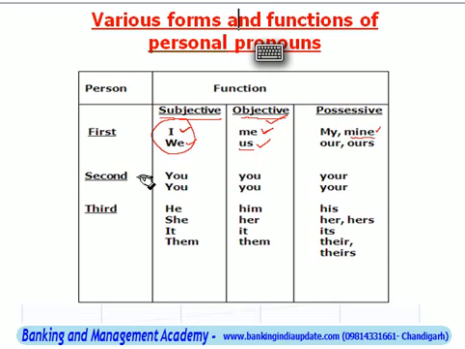Similarly, possessive case of we is our and ours. Second person, you. Subjective and the objective remain the same, whereas in the possessive case it becomes your. Third person pronoun he, she, it and they are in the subjective or nominative case, while him, her, it and them denotes objective case. To make the possessive case of the third person pronouns, his, her, hers, its, their or theirs is used.